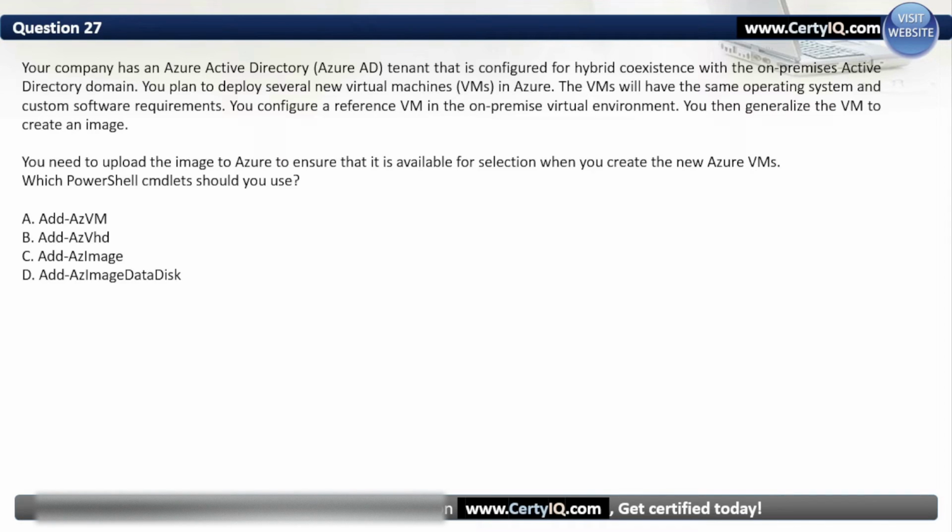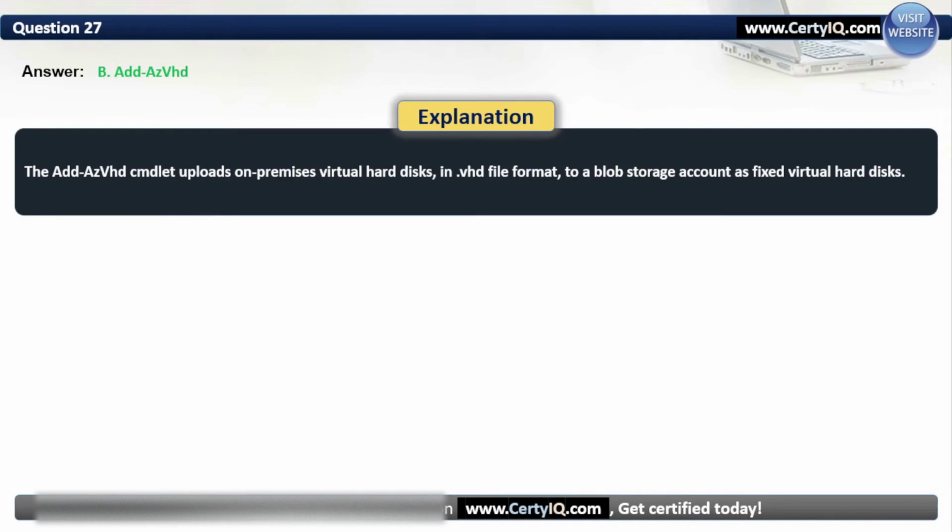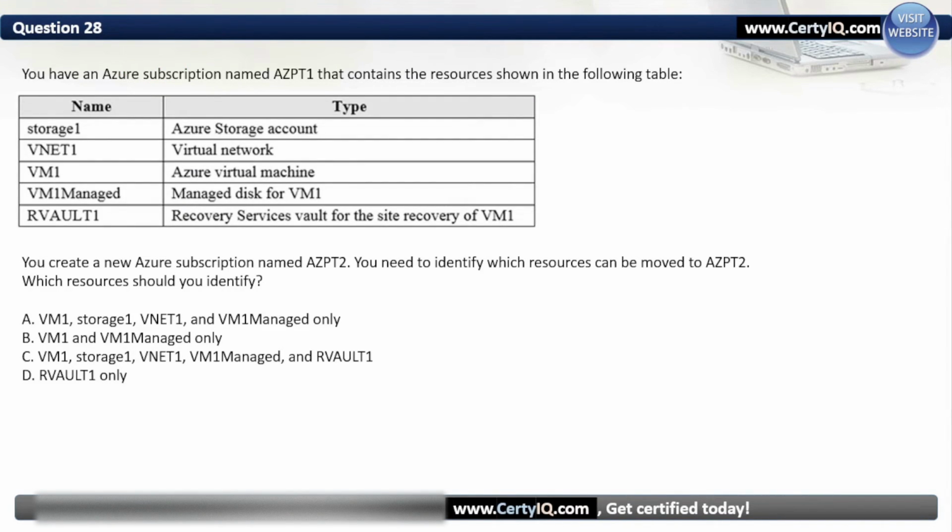The correct option is B, add-az-vhd. The add-az-vhd cmdlet uploads on-premises virtual hard disks in .vhd file format to a blob storage account as fixed virtual hard disks. Question 28. You have an Azure subscription named AZPT1 that contains the resources shown in the following table.